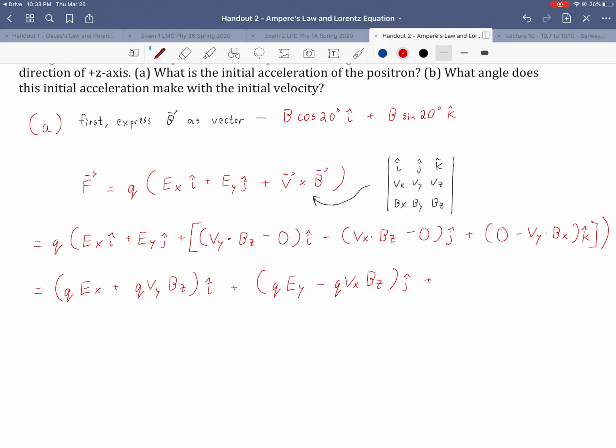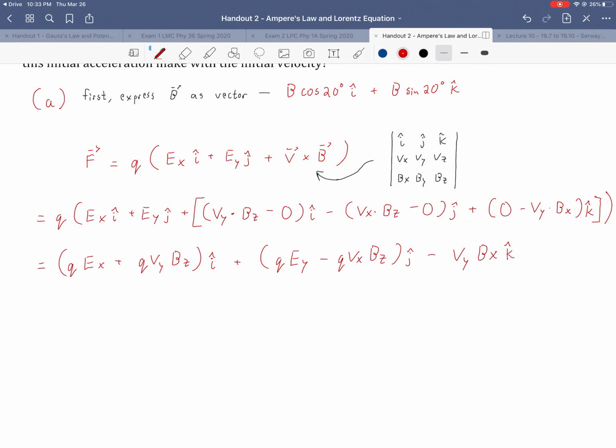And then what's going on in the z direction? Well, there's nothing from the electric field side of things because there was no component of electric field in z. But there is one thing going on in the k direction, and that's negative Q, V, Y, B, X, K. Oh, I left the Q off there. There it is. All right, so at this point it's really just a matter of plugging in all the numbers, and then we've got our force vector.